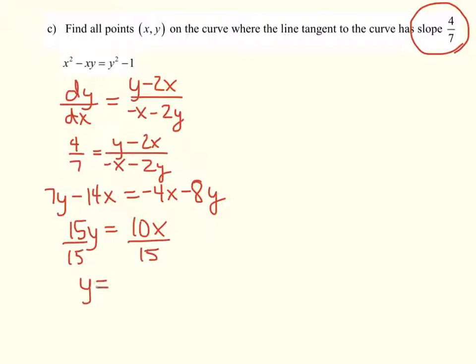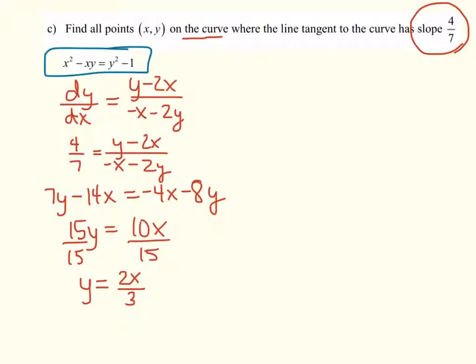Again, you're solving for one of the variables in terms of the other. So this would be 2x over 3. Clearly I do not have a value for y yet. So this is y in terms of x, and I need to actually know what x and y are. The only equation that I can go back to, because remember, you're finding the points on the original curve, is the original equation.